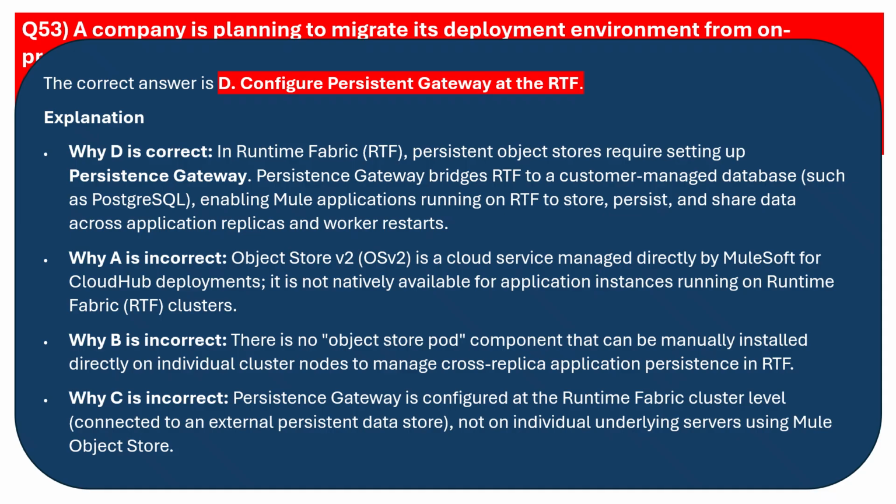Why C is incorrect. Persistence Gateway is configured at the Runtime Fabric cluster level, connected to an external persistent data store, not on individual underlying servers using Mule Object Store.